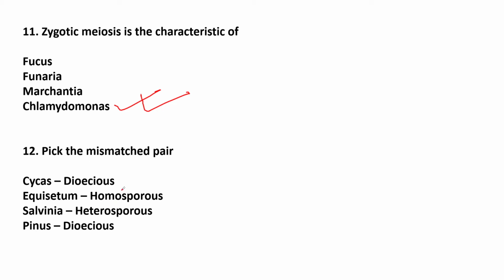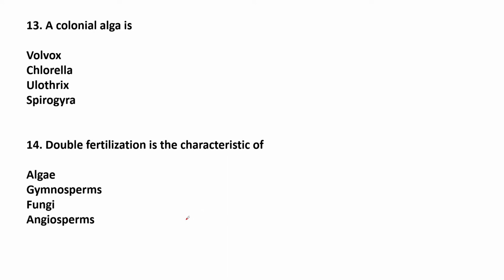Pick the mismatched pair. Cycas dioecious, Equisetum homosporous, Salvinia heterosporous, Pinus dioecious. Okay, Pinus is not dioecious, it is monoecious, right? Colonial algae is Volvox, Chlorella, Ulothrix, Spirogyra. Volvox.